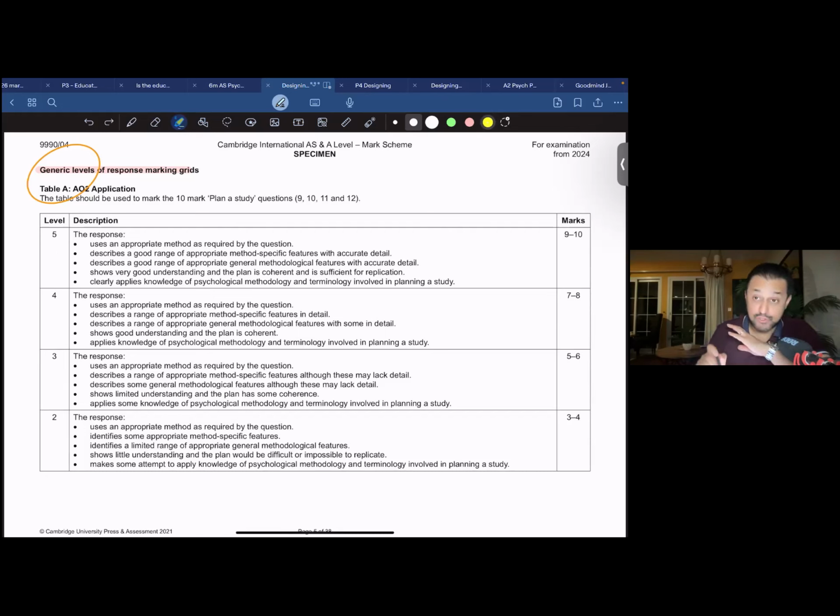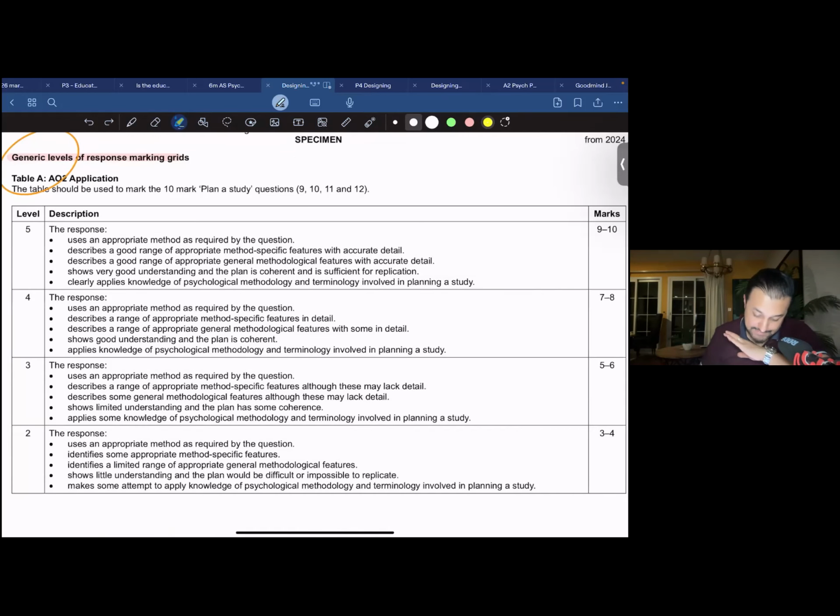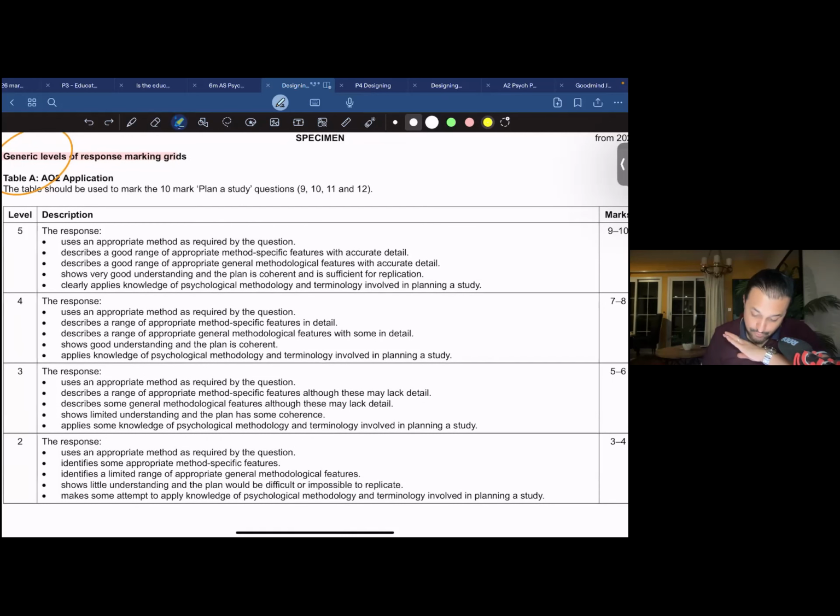For this, I'd want you all to understand what the difference is over here. See, I'm just picking one point. I'd strongly advise you all to read through all of it, right? So this says, describe a good range of appropriate method specific features. Now, describes a range of, do you see this word good? Now, the third one, describes a range of appropriate method specific features, although they may lack detail. Now, do you see the difference here?